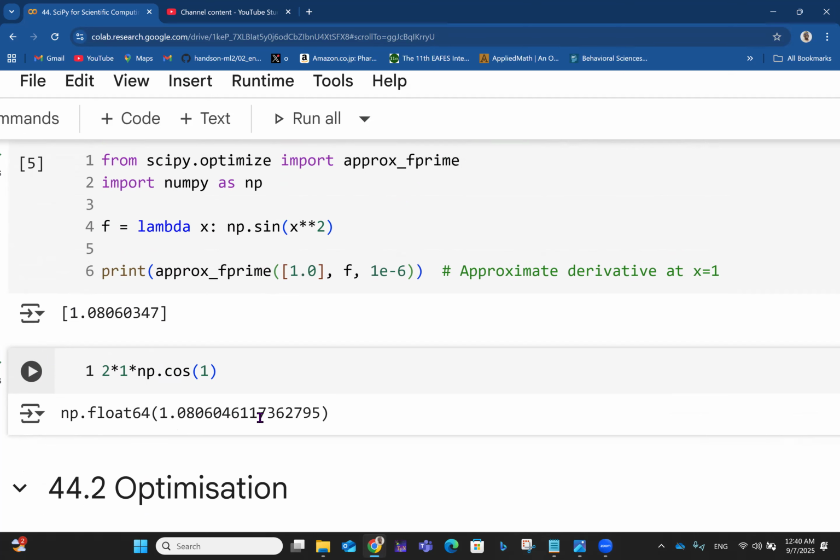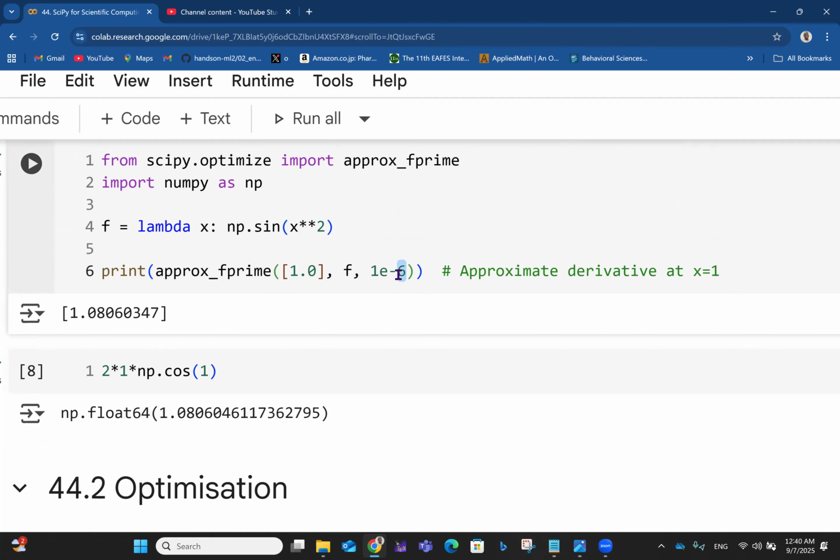So it's 1.080. This is the direct result, because when you differentiate sine x squared, you get 2x cos x squared. So you can see how the result is what it is in that situation, 1.080. But of course, we have some differences here because of the tolerance. So if I increase the tolerance, maybe it gets closer to this.